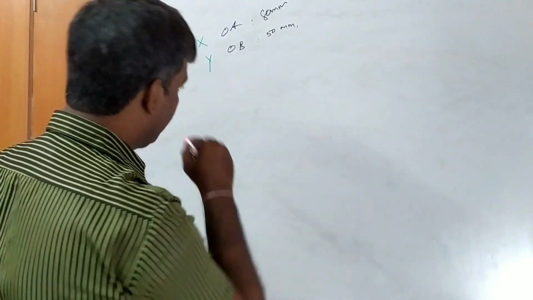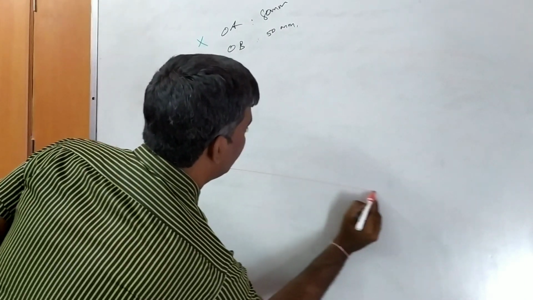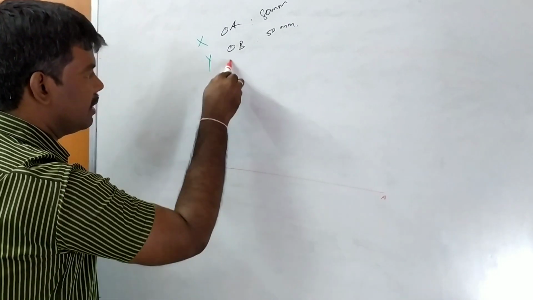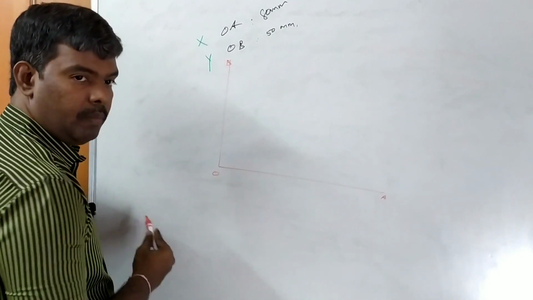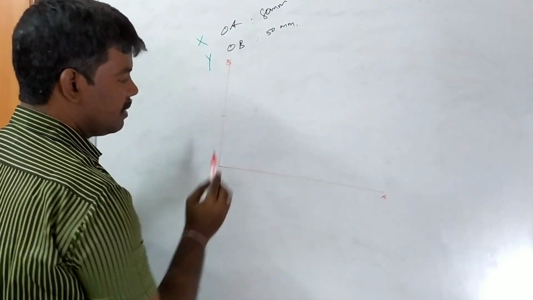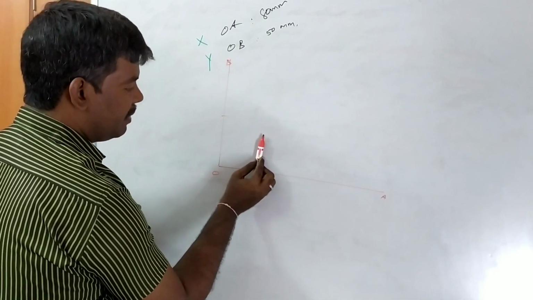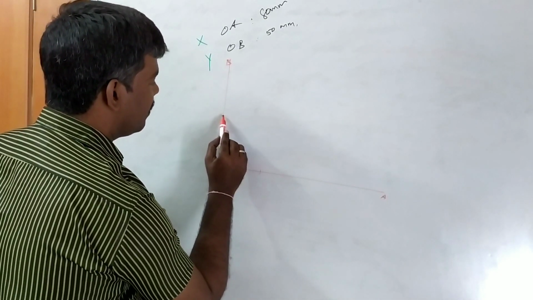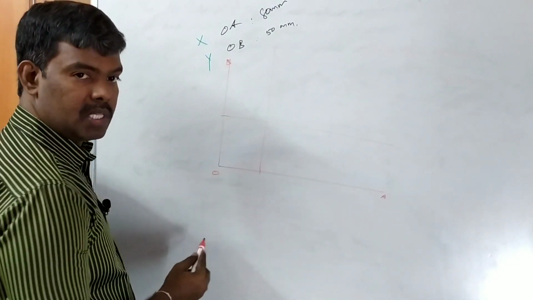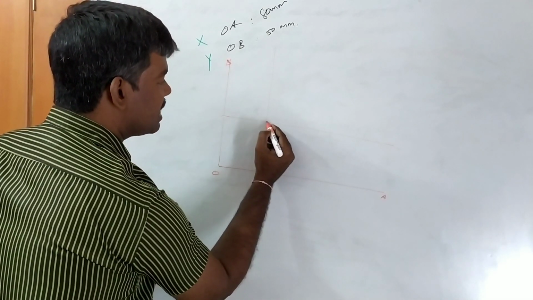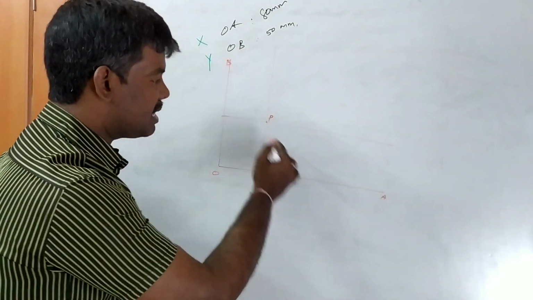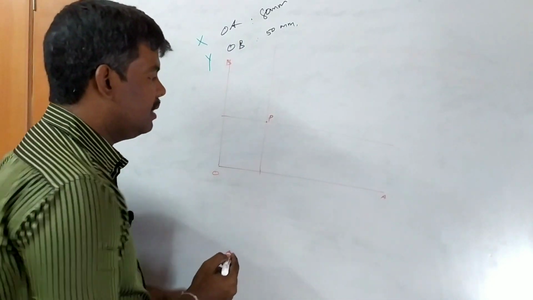Now we draw one line OA, and since it is a rectangular hyperbola, a vertical 90-degree line OB. After that, from OA at 80 distance and from OB at 50 distance, from these points you draw lines parallel to OA and OB respectively. Where these two lines intersect is point P. Therefore your rectangular hyperbolic curve passes through point P. Same procedure.